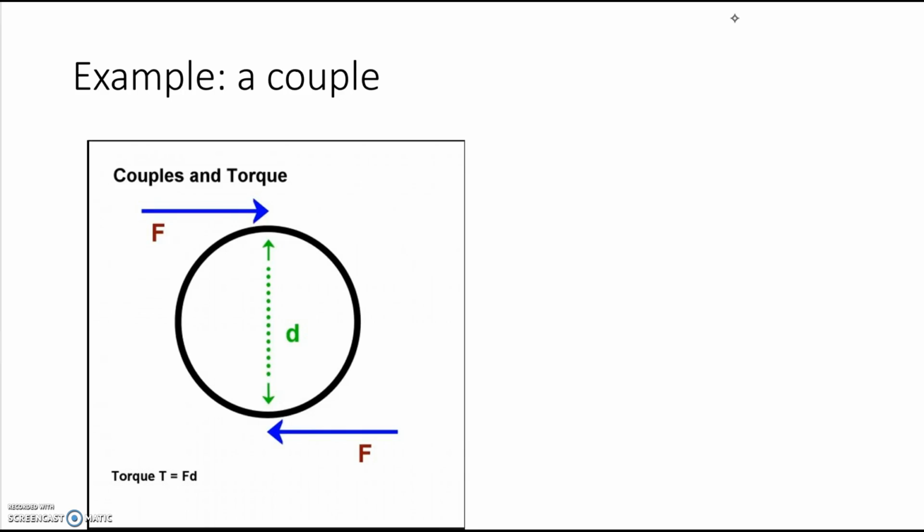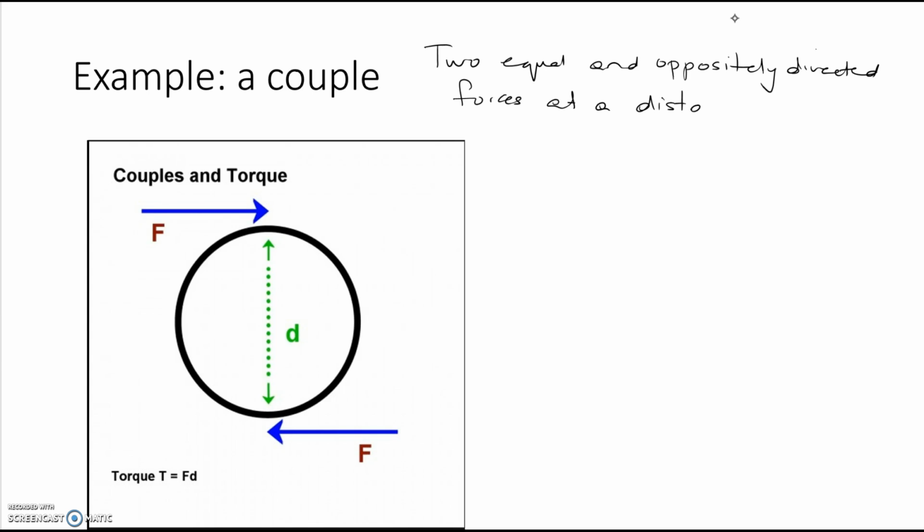Now we've got, well, still more torque involved, but a couple occurs when we've got two equal and oppositely directed forces some distance apart. A couple causes rotation, only causes rotation.